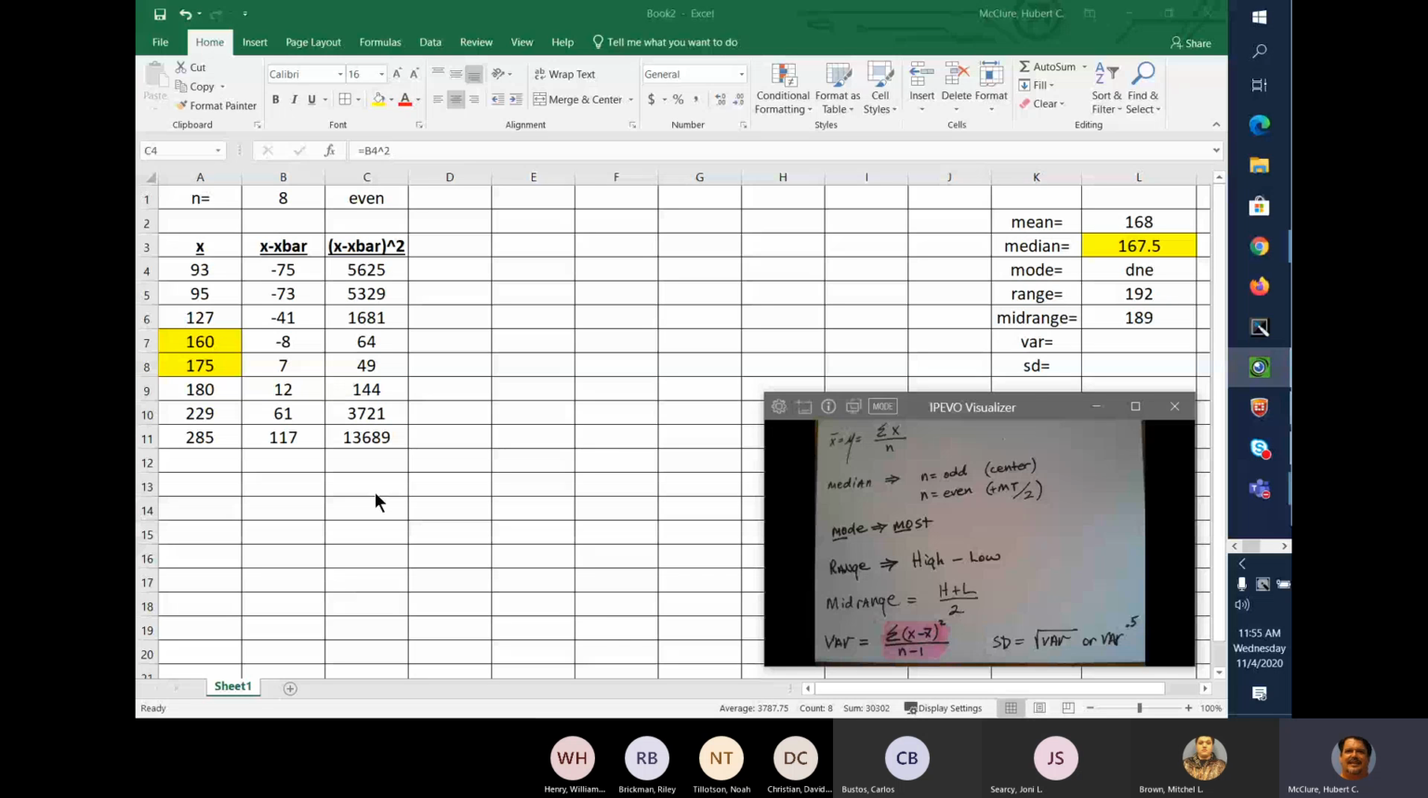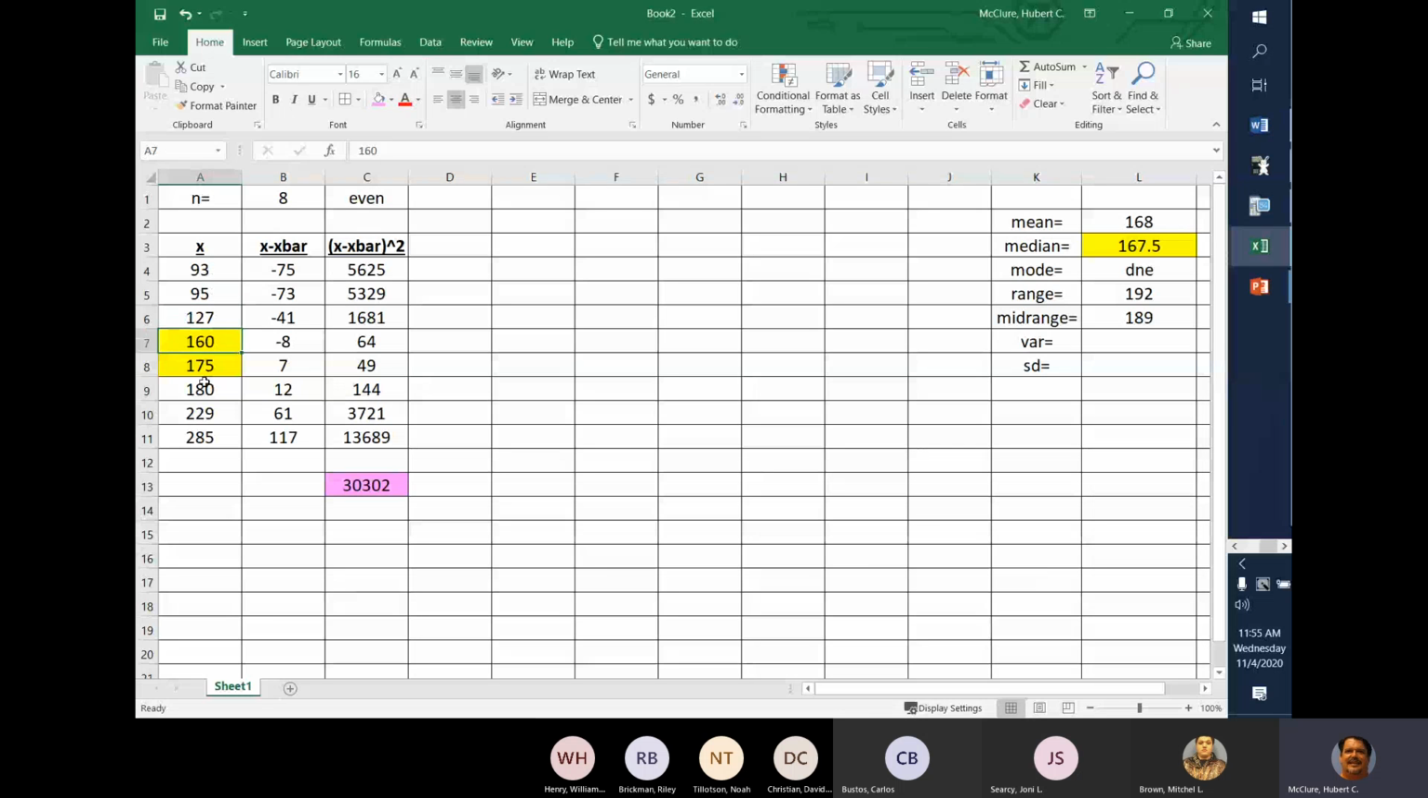So in order to get this pink number right here, which is your formula, you've got to subtract the mean from each one of these numbers. Then you get these numbers. Then you have to square these numbers. And that gives you these numbers. And then you have to add up all those numbers. And that's that number right there. And that is your numerator for your variance.